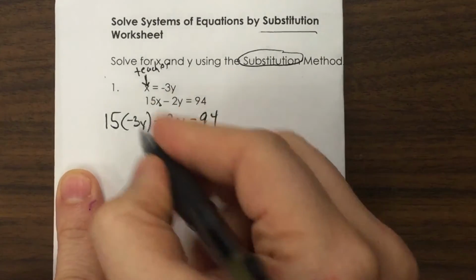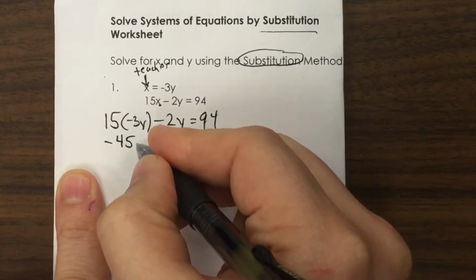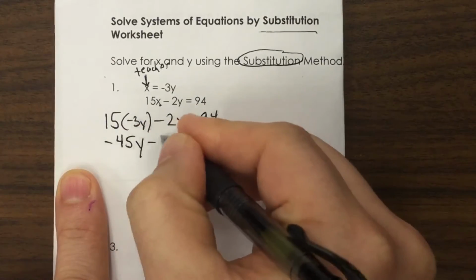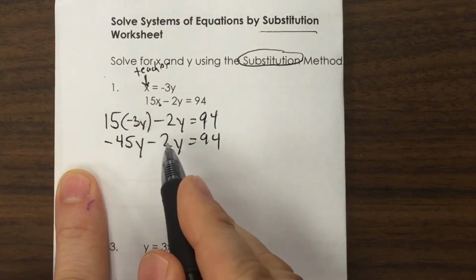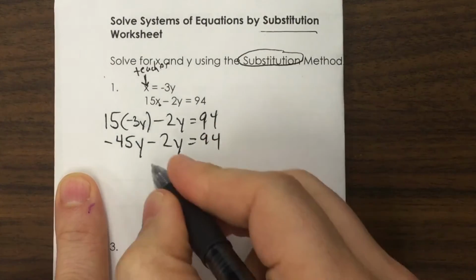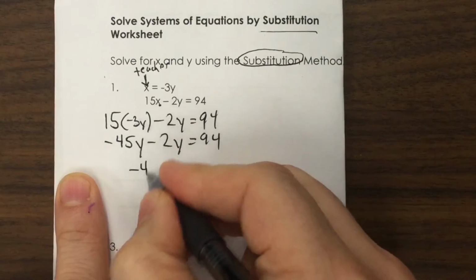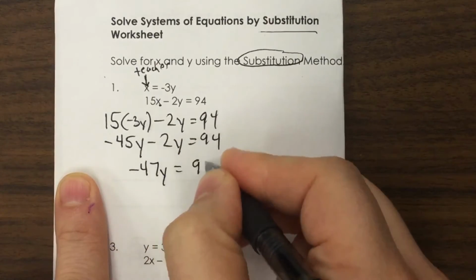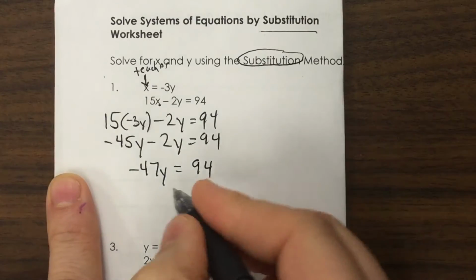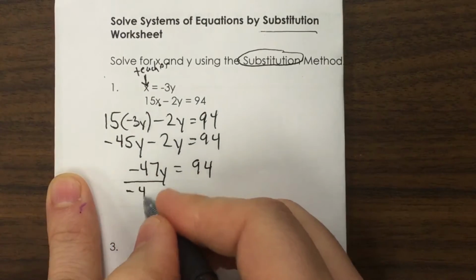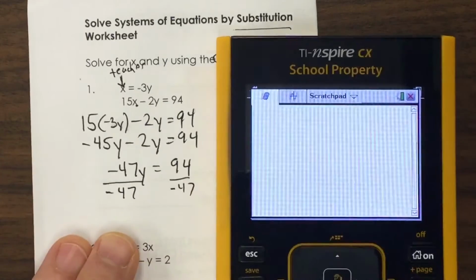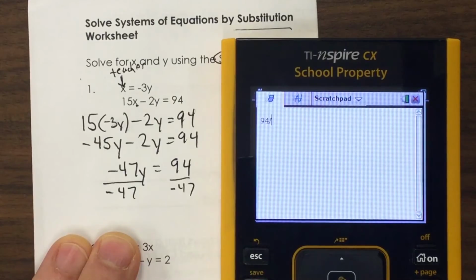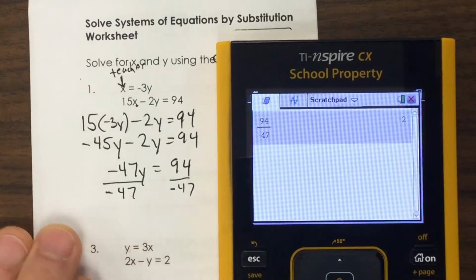15 times negative 3 is negative 45. So I have negative 45y minus 2y equals 94. Okay, these are like terms. I can combine them. They're both negative, so I get a bigger negative basically. Negative 47y equals 94. Okay, now my final step will be to divide both sides by negative 47. Okay, in the calculator, 94 divided by negative 47 gives me negative 2.